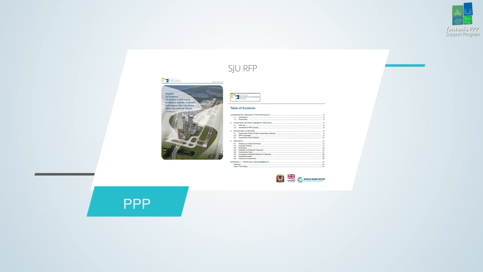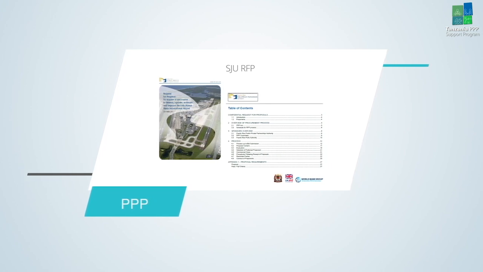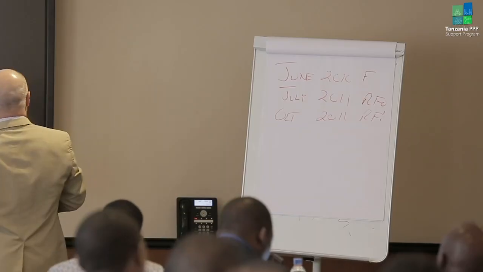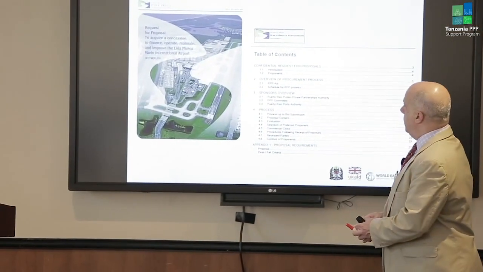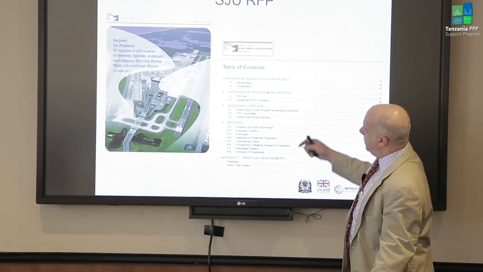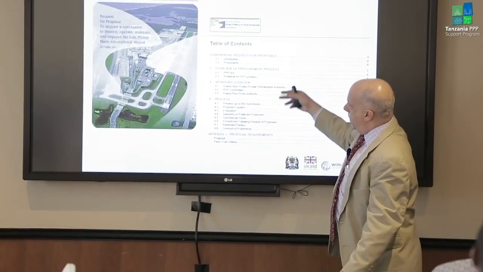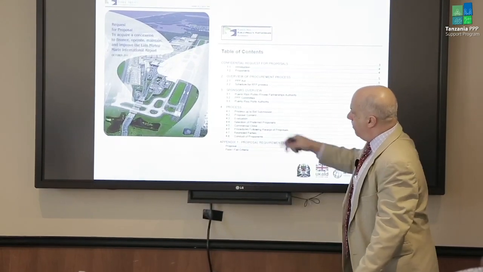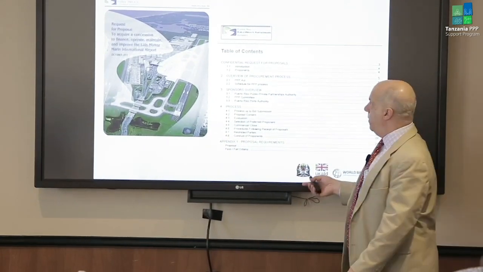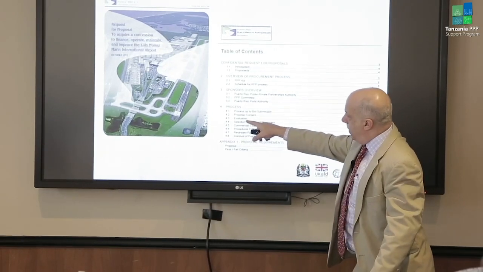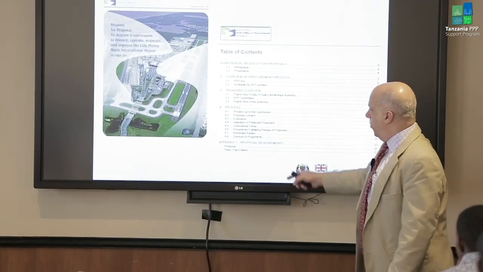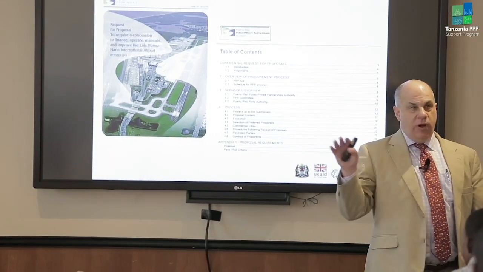So they had a short list. They issued in October 2011 the RFP, so about 3 months after they issued the RFQ. And here's the table of contents. It basically lays out what the process is going to be, what's required for them to submit for the RFP, the evaluation criteria, commercial closing, all that's in there.